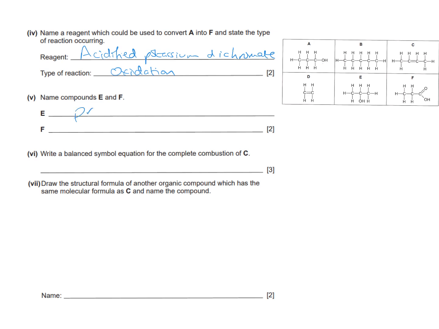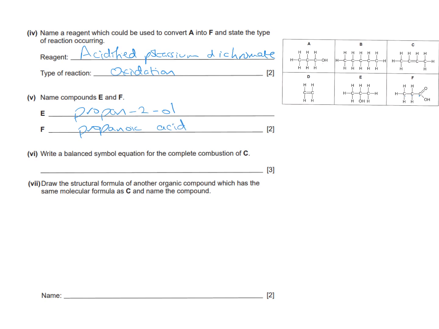Then on to part 5, name compounds E and F. So I mentioned this a few moments ago. This is propan-2-ol. Don't put in the E, hyphen 2 hyphen ol. Okay, so that's the way you need to write it. And then F is a carboxylic acid. There are 3 carbons, so it's based on prop, and then it's going to be propanoic acid.